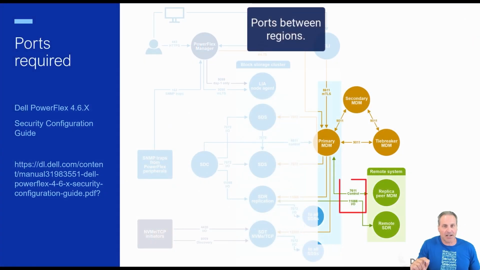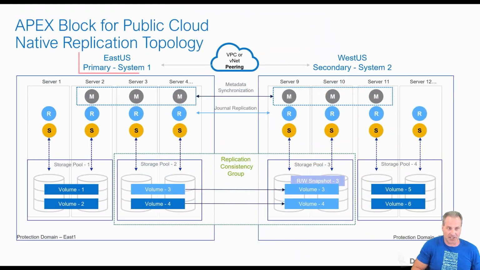So first off, the ports required, 7611 and 11088, that's for the SDR, the Storage Data Replicator. If you know about PowerFlex and Apex Block, you realize we need to also have this part of the equation. Of course, the MDMs also need to talk to each other. Why is all this important? Because between the two regions, I need to make sure these ports are open so these two systems can talk to each other. I'll show how I did this in AWS with peering here in just a little bit.